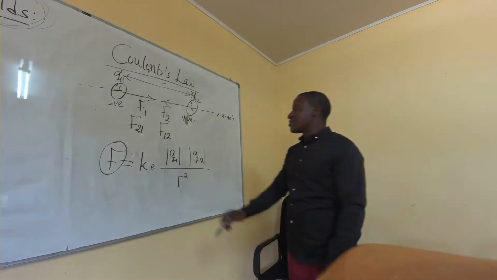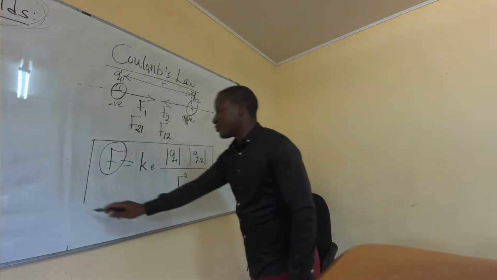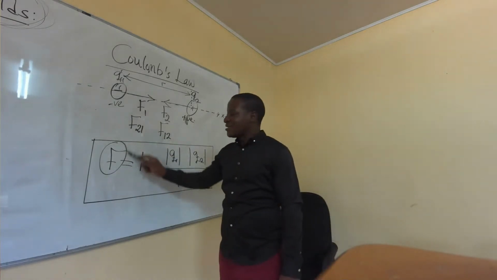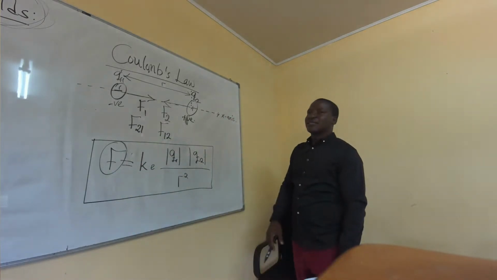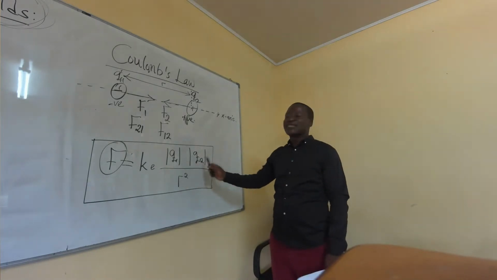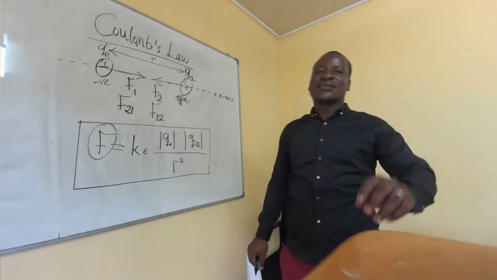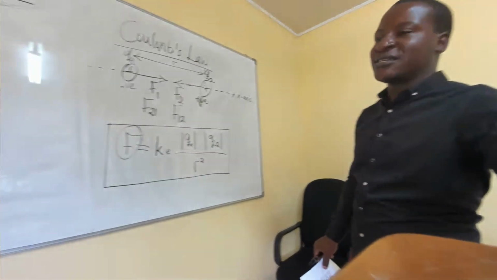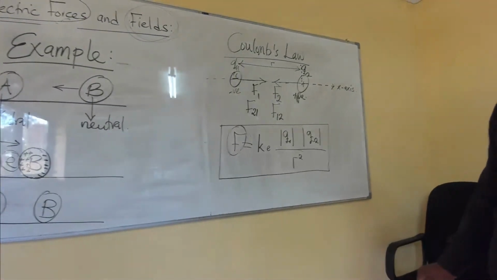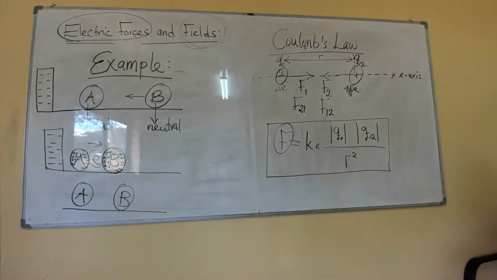So this is what you call Coulomb's law. In other words, the force that is exerted is directly proportional to the product of the two charges, but inversely proportional to the square of the distance that separates the two charges that you've been given. All right.